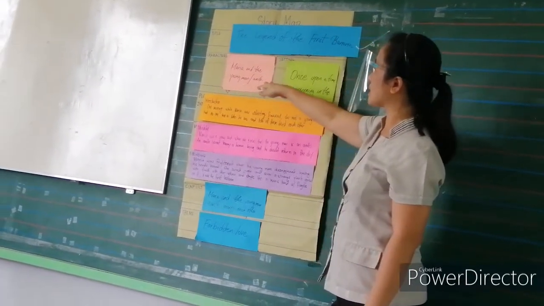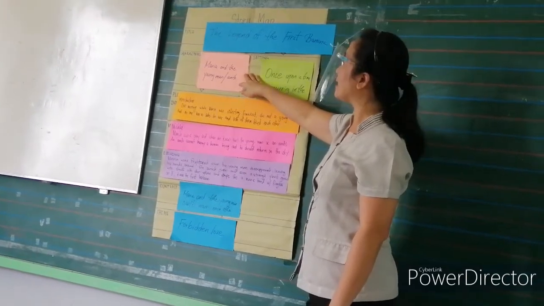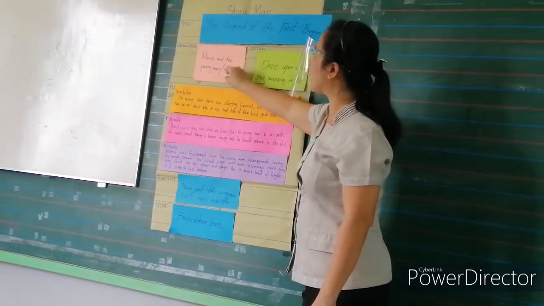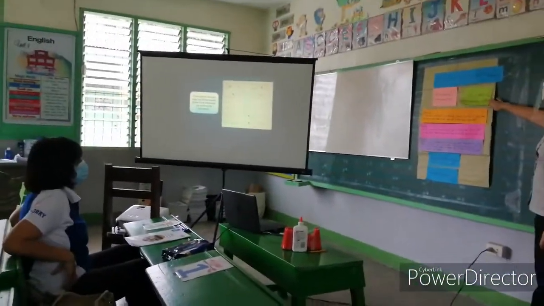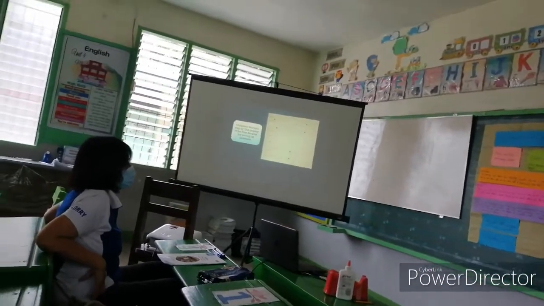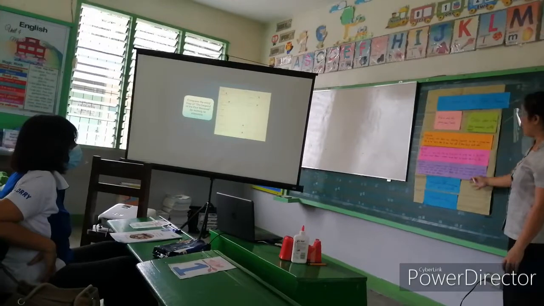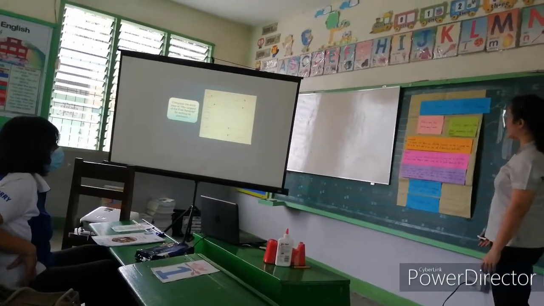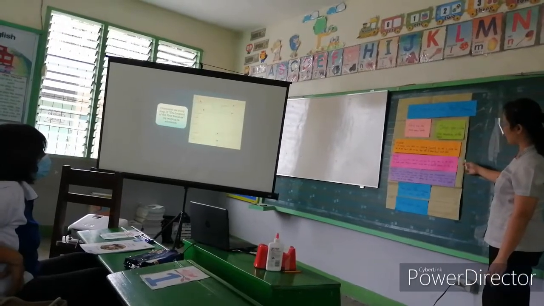Who are the characters in the story? We have Maria and the young man or the Anito. Good. The setting: once upon a time, or one morning in the forest. Good job. Okay, now let us have the plot, what was done by Egbert. The introduction, the middle, and the ending of the story.